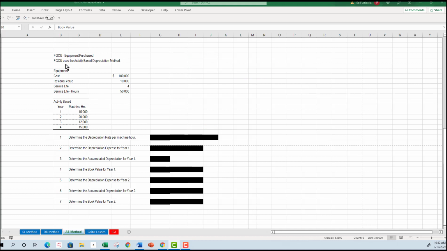FGCU has an equipment purchase. The equipment costs $100,000. The residual value is $10,000. The service life in hours is 50,000. The usage in year 1 is 15,000 hours, in year 2, 20,000 hours, year 3, 12,000 hours, in year 4, 15,000 hours. Use this information to answer questions 1 through 7 below.